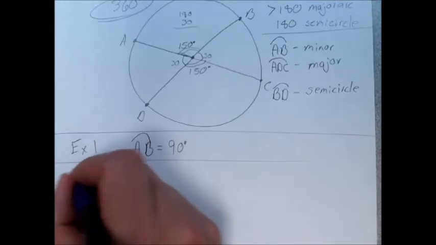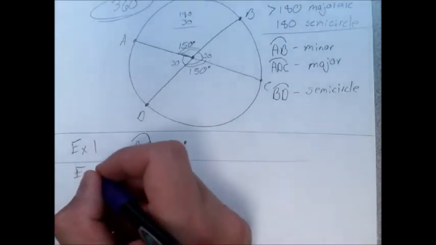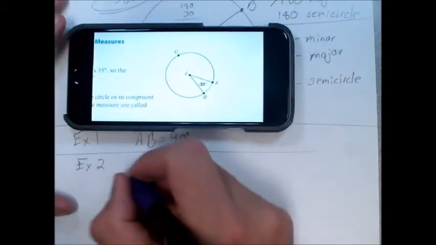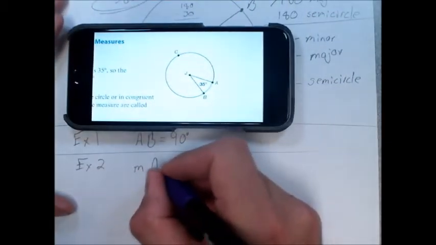That was relatively quick. Example 2. We're going to find the arc measure. This one, again, is really kind of quick. So it says, what is the measure of arc AB?